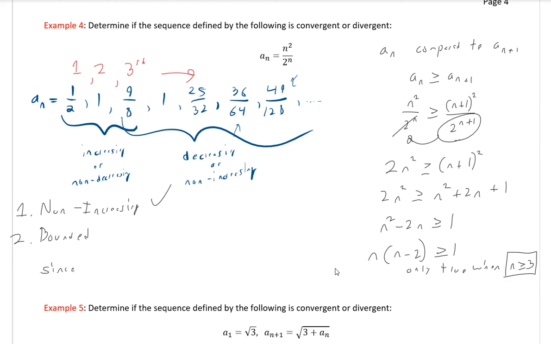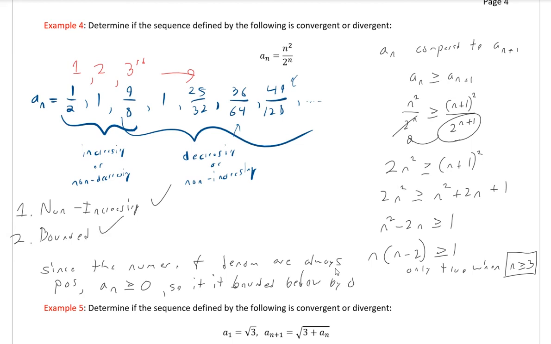So since the numerator and the denominator are always positive, a sub n is always going to be greater than or equal to 0. So it is bounded below by 0. Done. And with that, we know that it is convergent. We know that this is convergent because it is non-increasing and it is bounded.